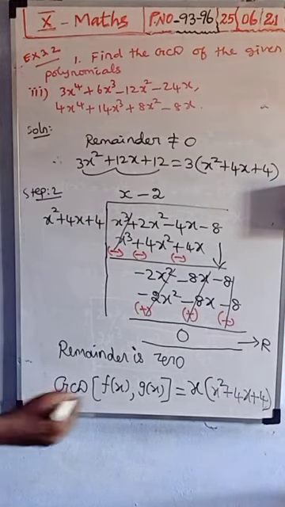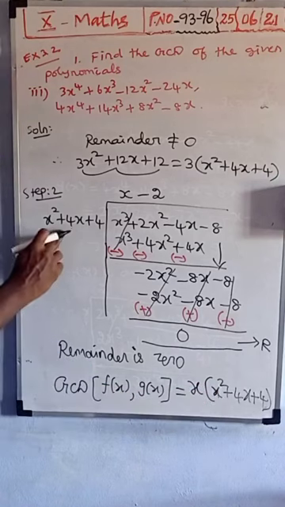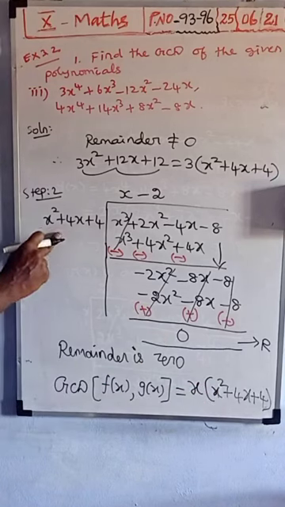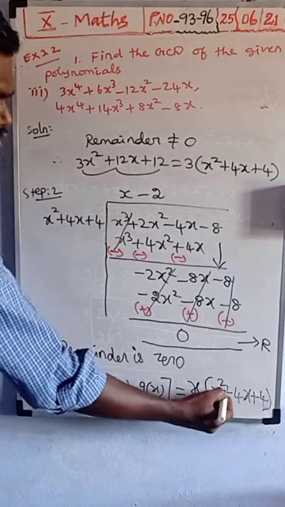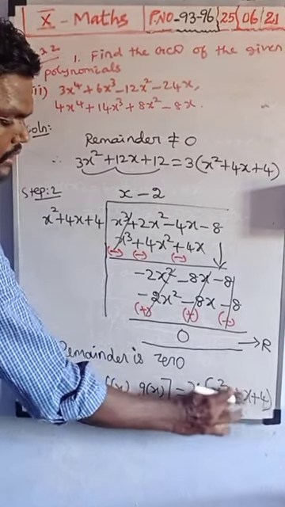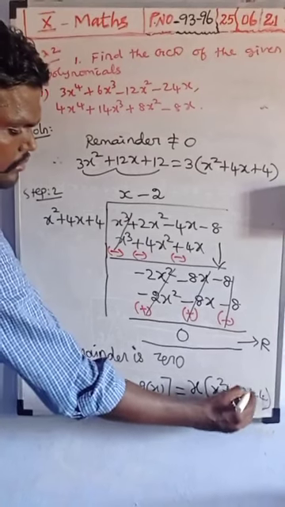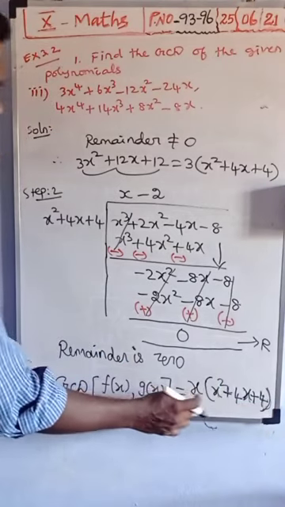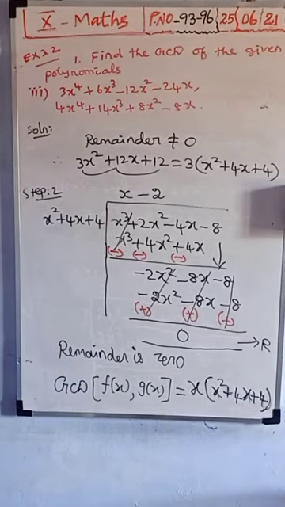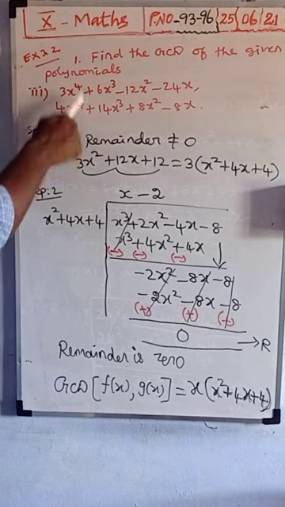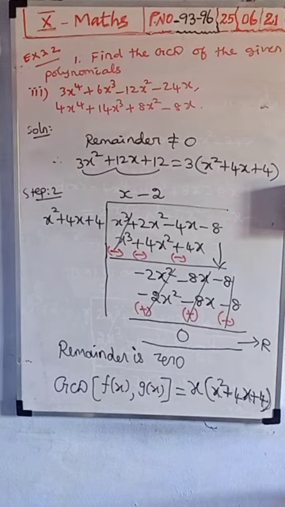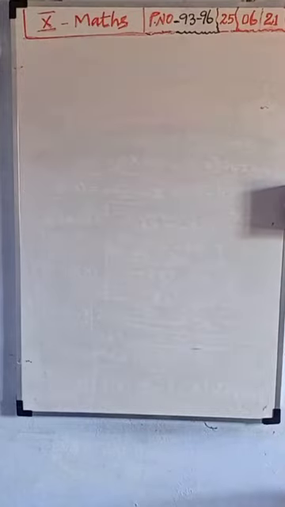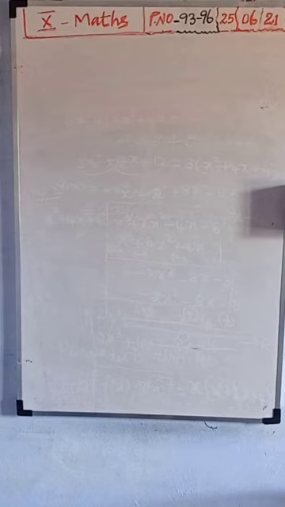So x times x squared plus 4x plus 4, the divisor for which we received remainder 0. This polynomial alone can divide both of the given polynomials. So this is called the GCD. That's all. In the fourth point also, use the same method we used in the third point.